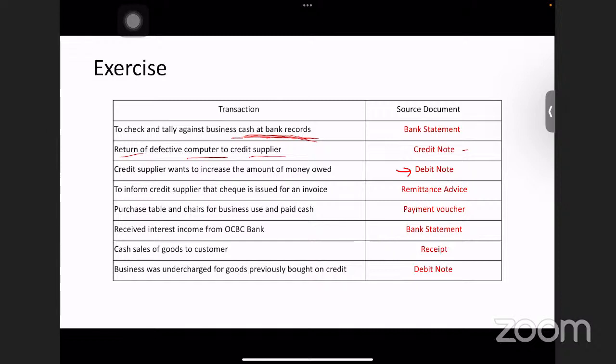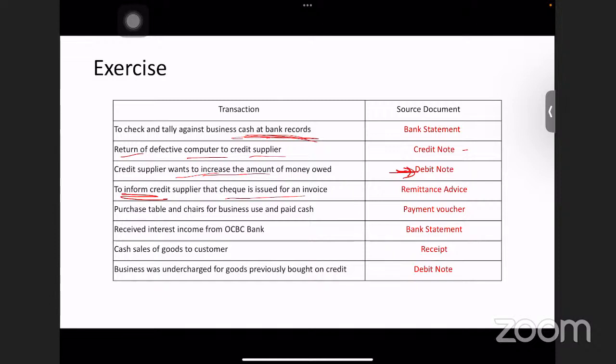So you have to know how to infer the meaning of the question. So in this case, they say they want to increase the amount. So why want to increase? Because they undercharge you. So it's a debit note. That's why they want to increase the amount. Okay, here, inform credit supplier that your cheque has been issued. Remittance advice. Okay, I want to inform them that I paid them money.